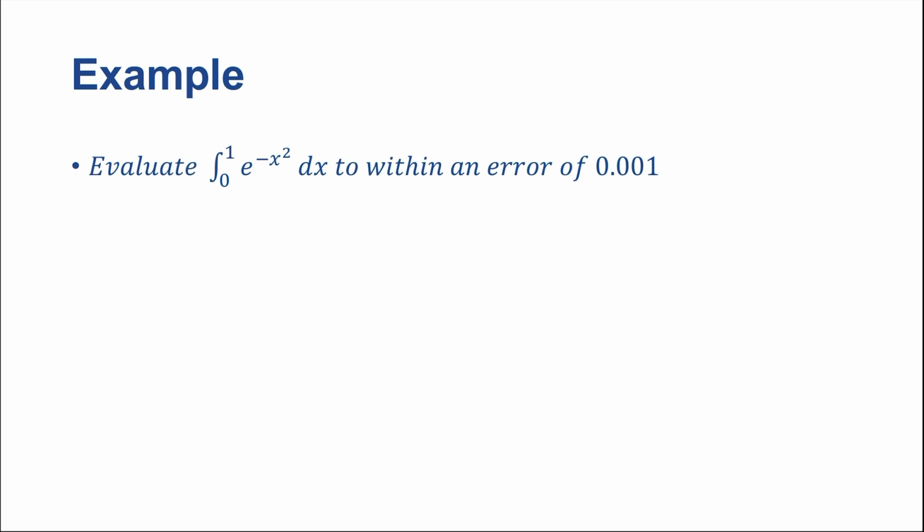So I would like us to evaluate the integral from 0 to 1 of e to the negative x squared dx to within an error of 0.001. Now, e to the negative x squared is a very important function because of its applications to probability. So it looks like this. It is the famous bell curve.